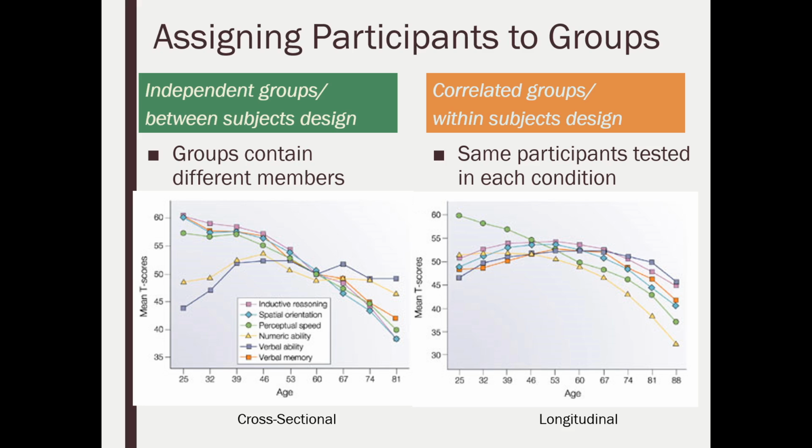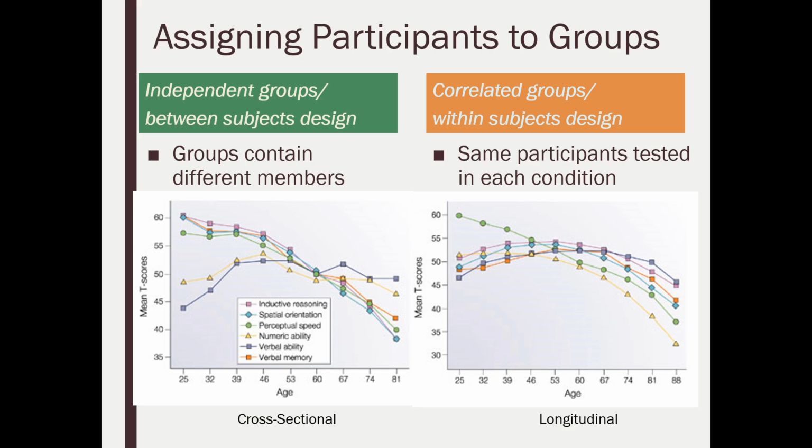The other one that you see a decline on, that previously had been level, is the numeric ability. You can see on the left-hand panel that it was pretty level across the age groups, whereas for an individual, if we follow them across their life, they are higher at 25 than they are at 88. So that's kind of an interesting difference between the two panels.